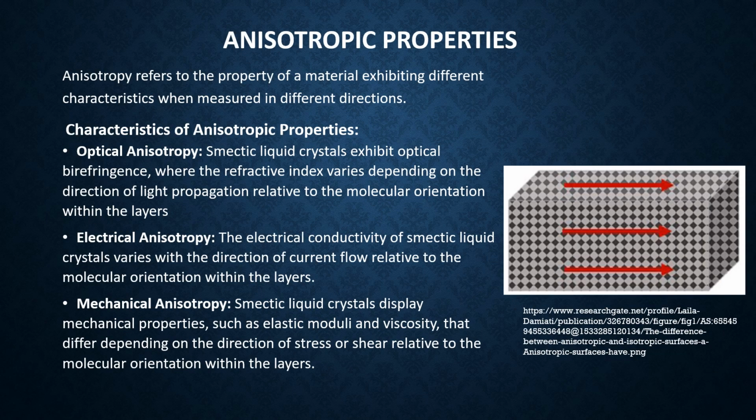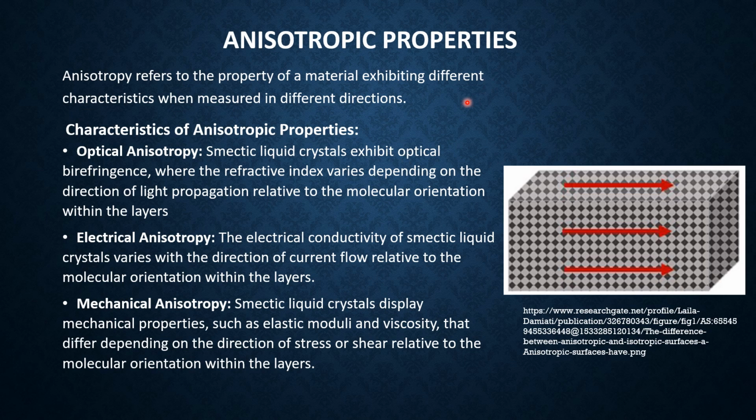Coming to anisotropy. What is anisotropy? It refers to the property of a material exhibiting different characteristics when measured in different directions. As you can see here, whatever direction you measure, if you measure in this direction, you will get one property. If you measure in this direction, you will get a different property. So what is the opposite of anisotropy? It's isotropy. Isotropic materials, when we measure along any direction, the properties remain unchanged. That is isotropic.